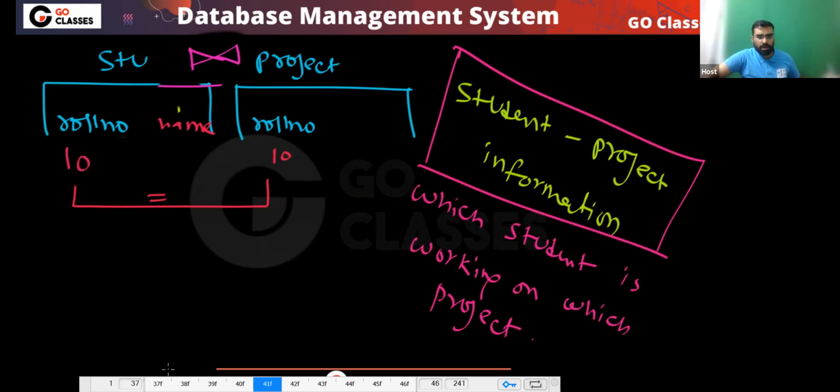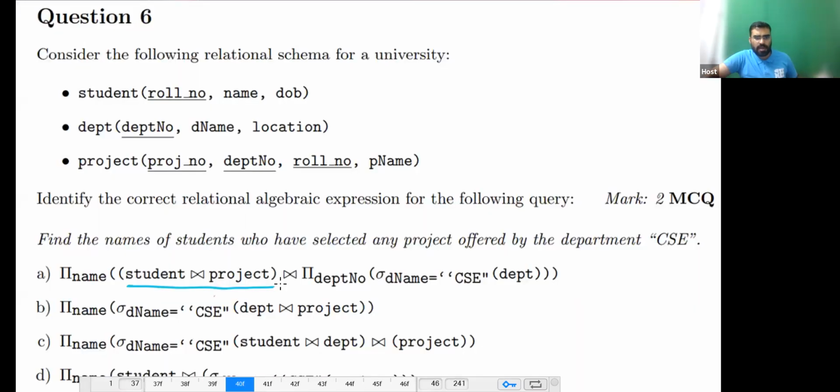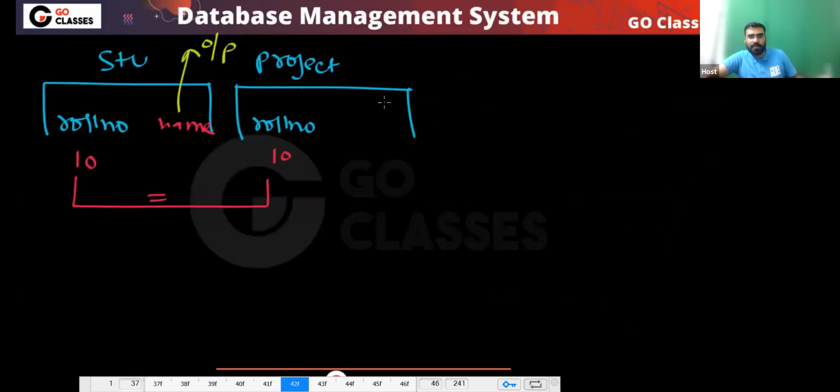Now, finally, what are you doing after this? This information you got, which student is working on which project. Now you are selecting the department number from this table. You are selecting those where the CSE department, because we only care about the CSE department, right? So you are selecting the department number of the CSE department. Basically, the CSE department number you have selected.